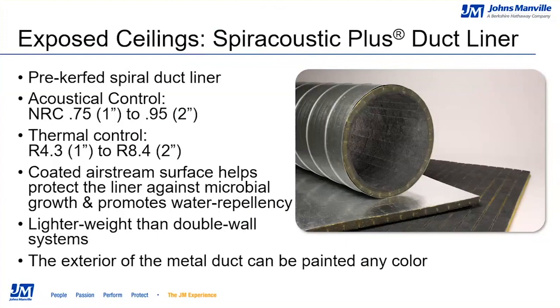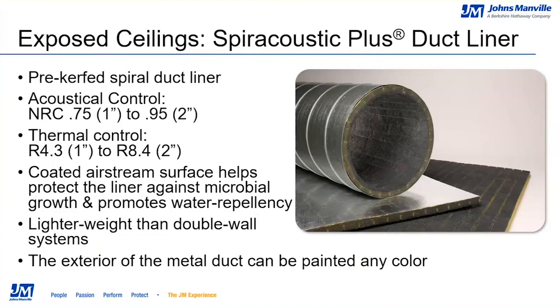Pre-kerfed duct liner contributes to both acoustical and thermal control, with NRC ratings and R value rising accordingly with the thickness of the insulation. The airstream surface of Acoustic Plus is coated with an antimicrobial coating. This helps protect the liner against microbial growth and helps to promote water repellency should any condensation happen to form. Lined spiral duct systems are lighter weight than their double wall or K27 equivalent systems. These systems require an interior duct that is wrapped in insulation to be placed inside the spiral duct, adding a substantial amount of metal to the overall system.